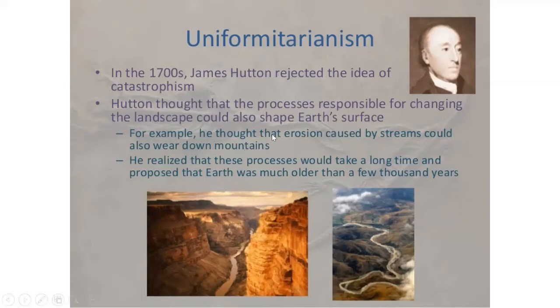And so he thought, for example, that erosion caused by streams, so the water of the stream will erode things, could also wear down mountains. But he realized that this would take a long time. For a stream to wear down a mountain, it must take super long. It doesn't happen next year. And so he proposed that Earth was much older than a few thousand years. Yeah, rivers, streams, okay, they will erode the mountain.